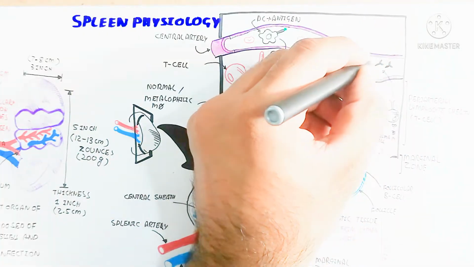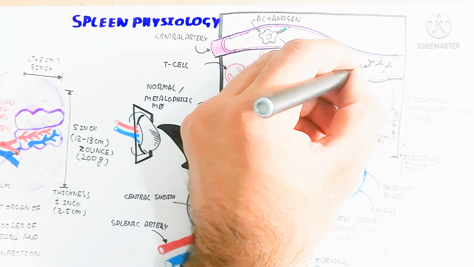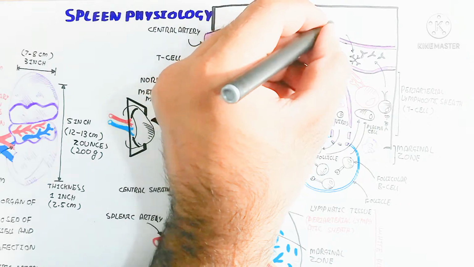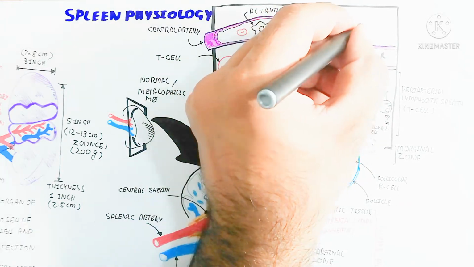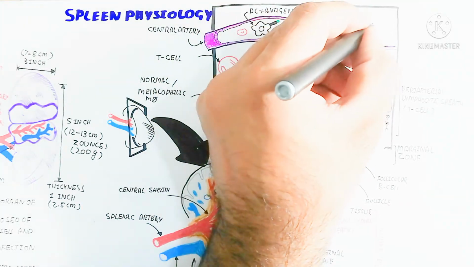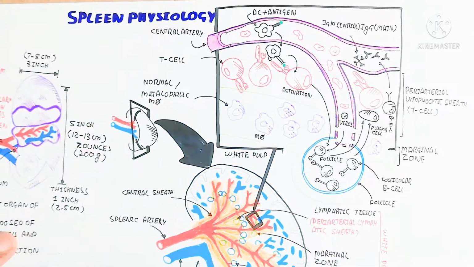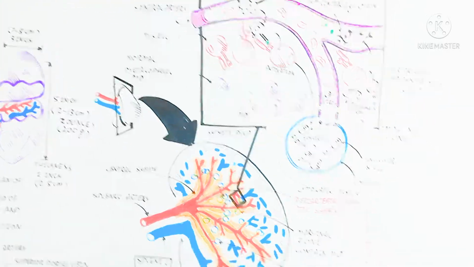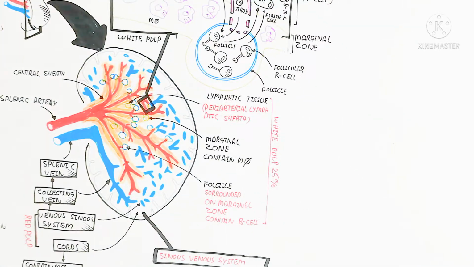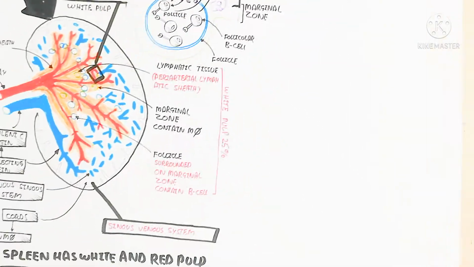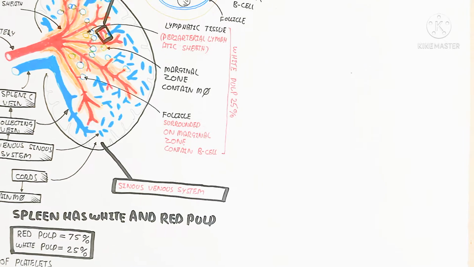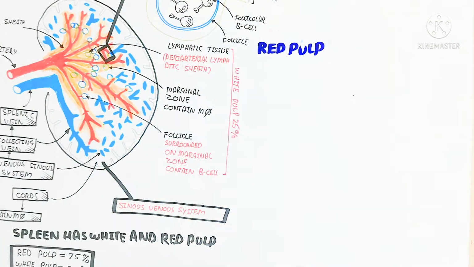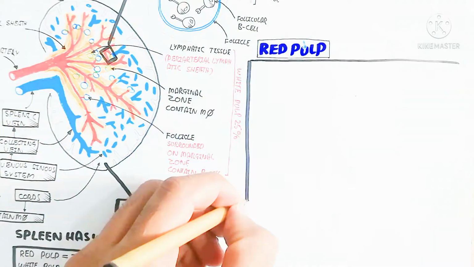So here you can see this B memory cell produces antibodies against the specific antigen. It can be immunoglobulin IgM, which is basically the initial one, or IgG, which is the main immunoglobulin. These immunoglobulins will attack the antigen so it is destroyed by macrophage. So I hope you are getting this concept. This was the white pulp.